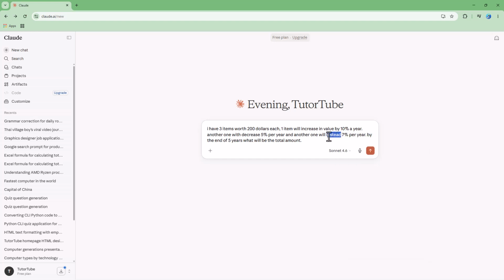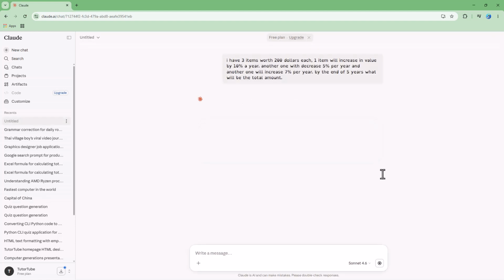I'm just going to say increase 7% per year. And as you do that, Claude will calculate out the answer and give me the result. So you can see it is thinking right here, and it says here's the breakdown of each item's value over 5 years and the combined total.